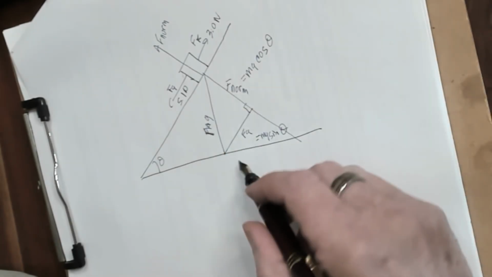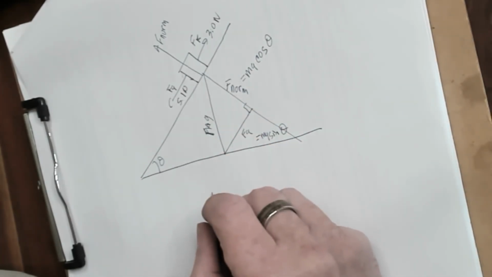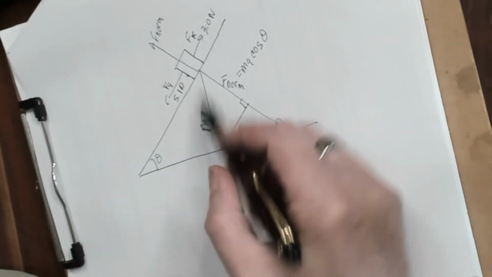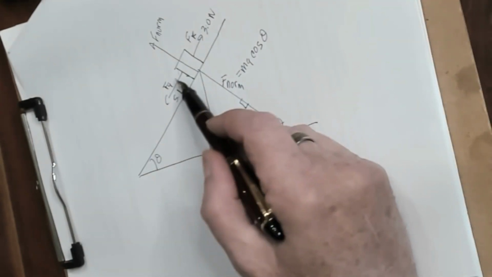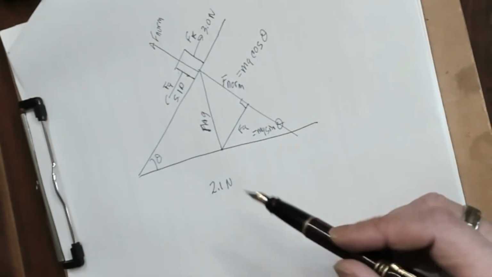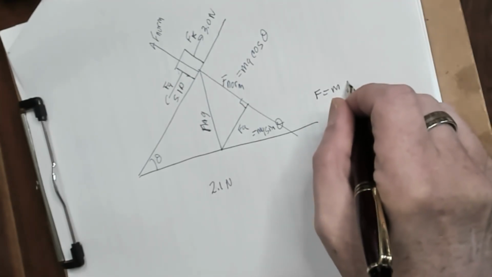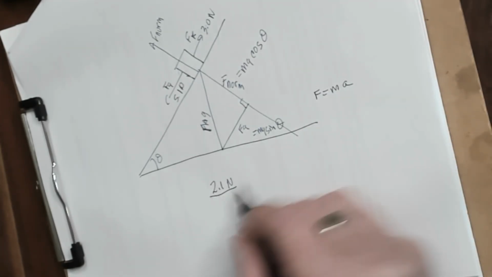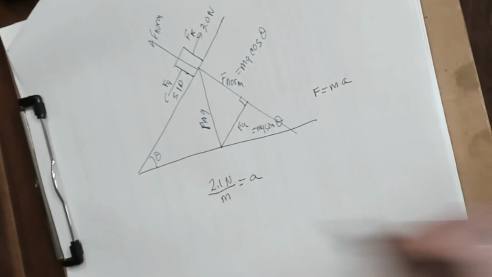So what is our net force acting on this object? Our net force is going to be 2.1 newtons, and it's moving it in that direction. So what is the resulting acceleration in this direction of our object? Well, since force equals mass times acceleration, here's the force. If we divide it by the mass, we get our acceleration.